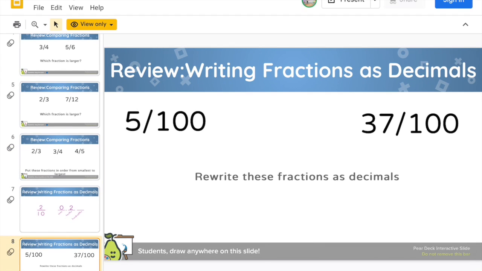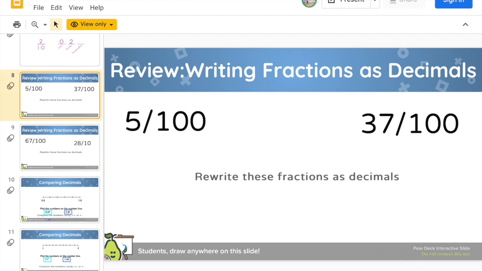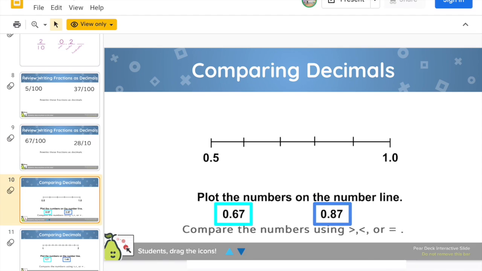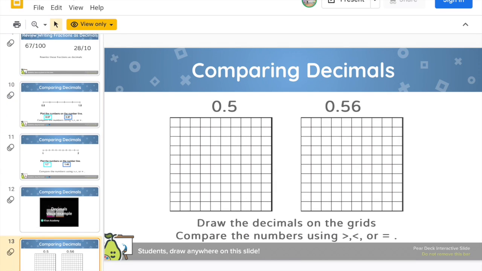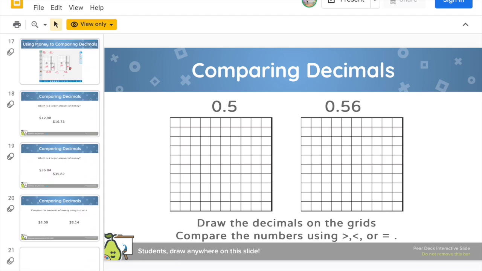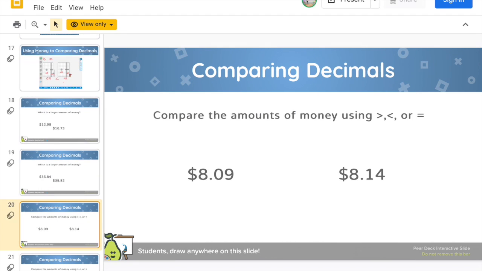Here, the student would rewrite these fractions as decimals by drawing on the slide. On a slide like this, students would move the two different colored triangles to place those numbers on the number line. Here they would draw on the grids, and here they could draw in the greater than, less than, or equal to sign.